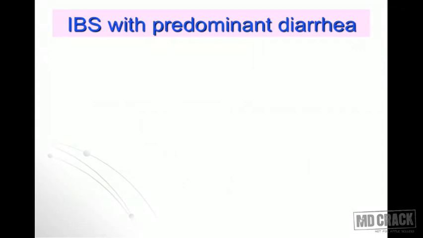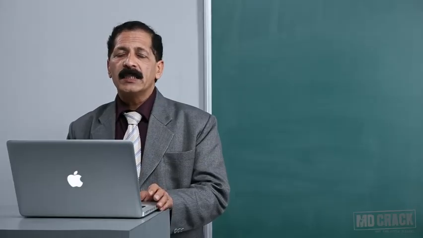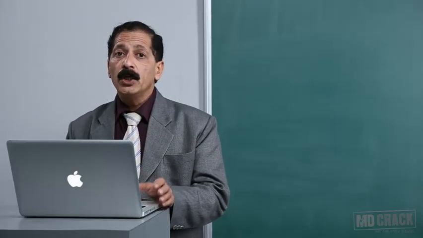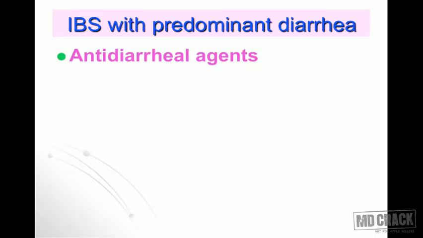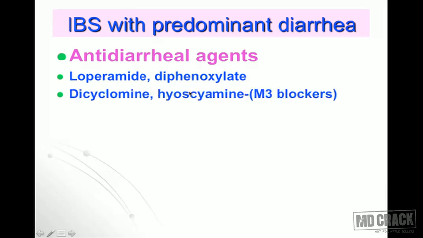We first start discussing IBS with predominant diarrhea. This patient's major complaint as far as altered bowel habits is increased GI motility. Because there's increased GI motility, we think of using antidiarrheal agents. What are the antidiarrheal agents we could look for? Number one, if you remember the previous sessions, loperamide, which is a better antidiarrheal agent as compared to the second agent, diphenoxylate. So loperamide and diphenoxylate in the top order.